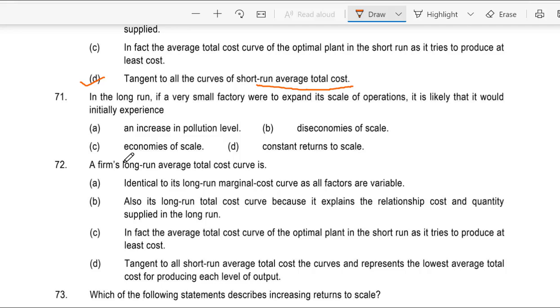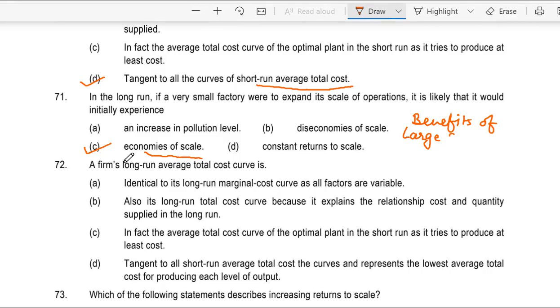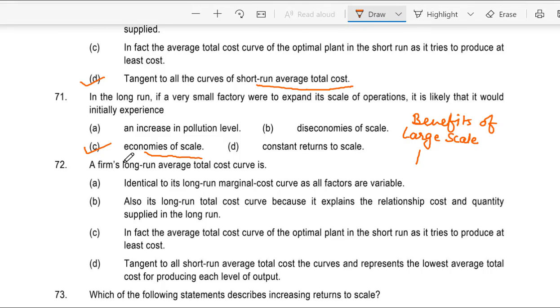71. In the long run, if a very small factory were to expand its scale of operation, it is likely that it would initially experience A. An increase in pollution level, B. Diseconomies of scale, C. Economies of scale, or D. Constant returns to scale. It would be C. Economies of scale. Benefits of large scale production. They will achieve benefits of large scale production.